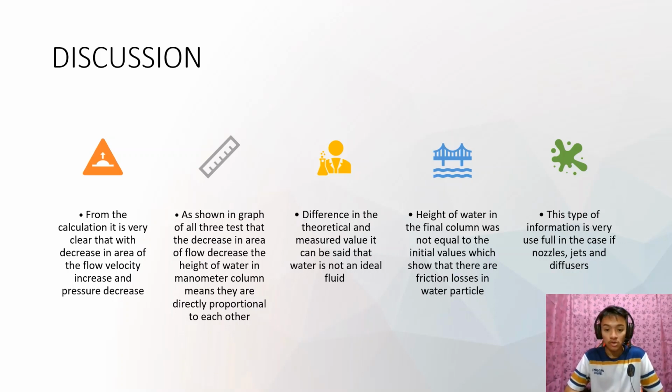Next, we can conclude that water is not an ideal fluid because there is a difference in the theoretical and experimental value of the height. And the most important thing is the height of water in the final column was not equal to the initial values. This shows that there are friction losses in the water particles. And this type of information is very useful in the case of nozzles, jets, and diffusers.